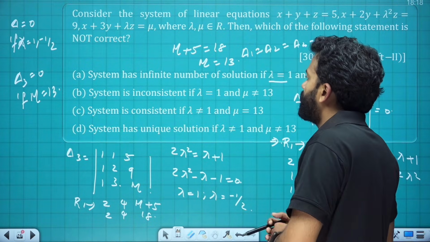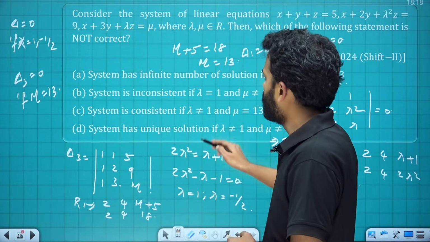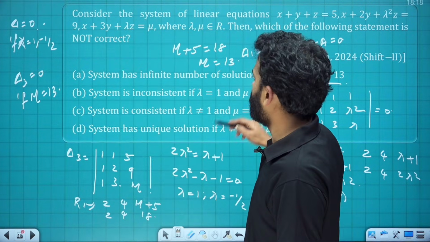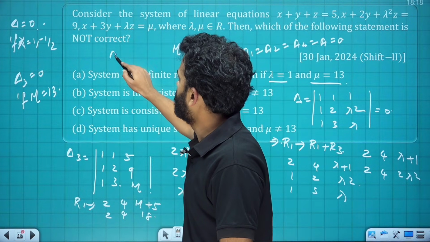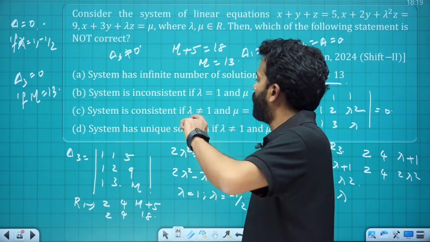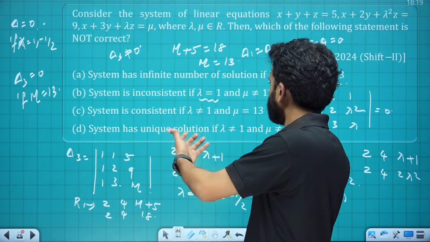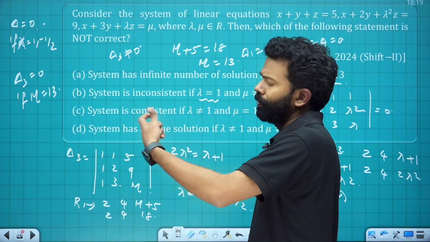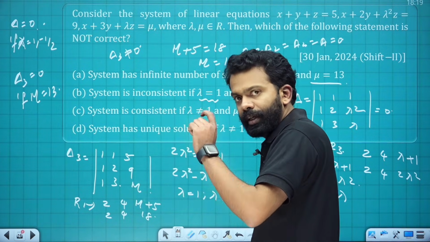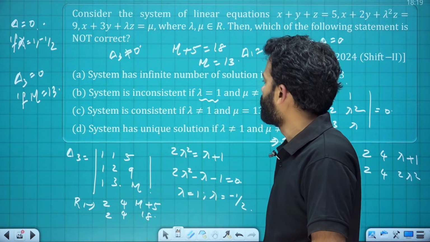Next one, the system is inconsistent if lambda is equal to 1 and mu not equal to 13. It's correct actually. That is, if lambda is equal to 1, then delta is equal to 0, and mu not equal to 13, then delta 3 is not equal to 0. If delta 3 is not equal to 0, which means that the value of the parent determinant is 0 and at least one among delta 1, delta 2, delta 3 is non-zero, then the set of equations will have no solution at all. Okay, I hope it is clear.